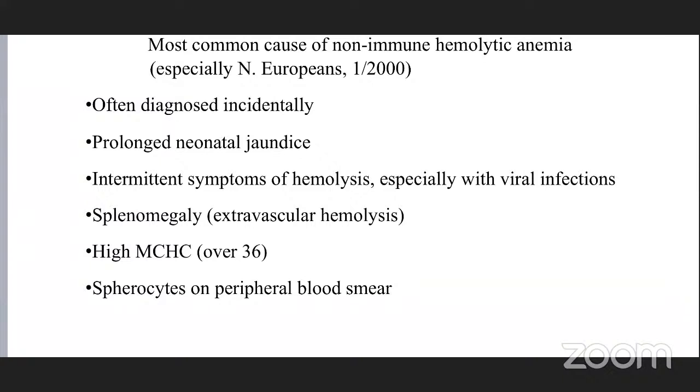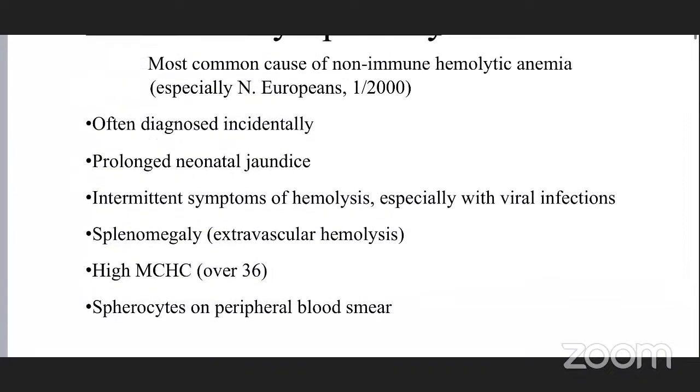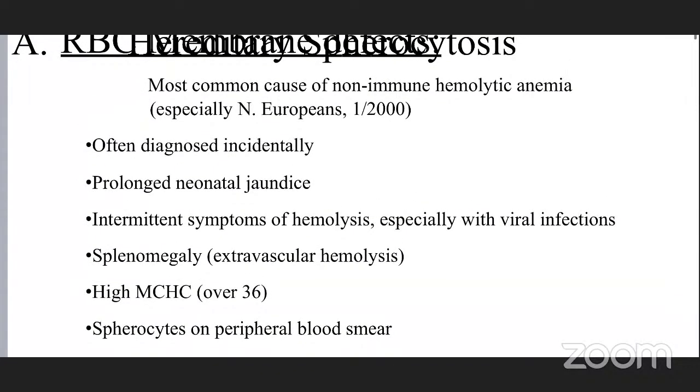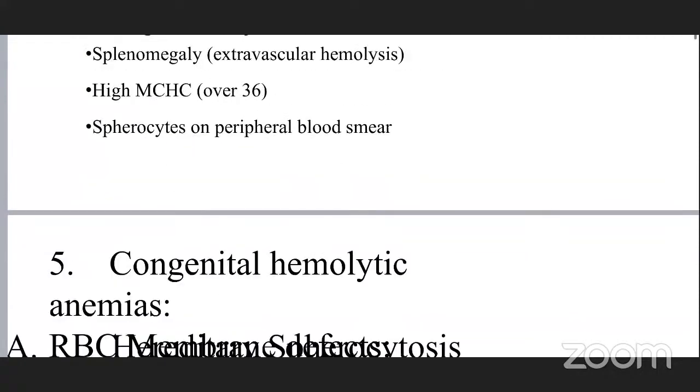Examples are prolonged neonatal jaundice, and intermittent symptoms of hemolysis, especially with viral infection. And we have splenomegaly with extravascular hemolysis, and we also find a high MCHC over 36, and spherocytes on the peripheral blood smear. Nowadays, all the work is toward molecular studies. Usually for this patient, the initial management is by these labs and clinical findings, but ends with molecular study for this enzyme defect and targeting genes.